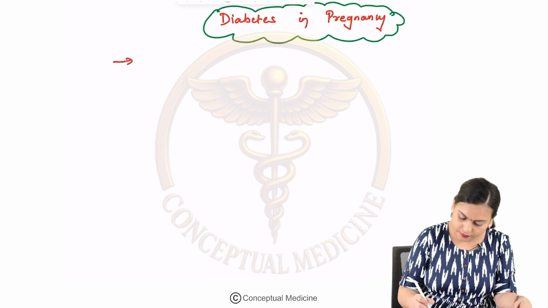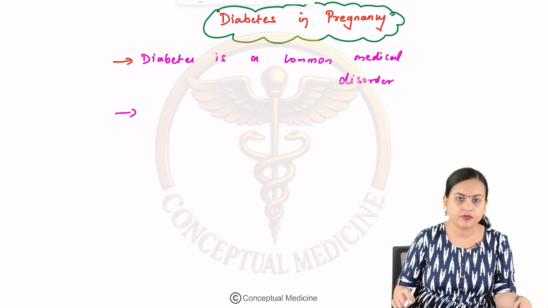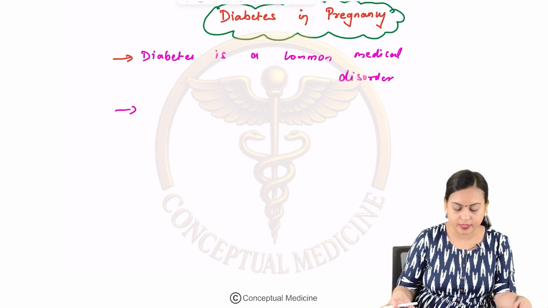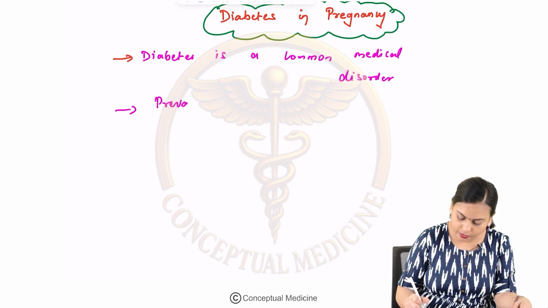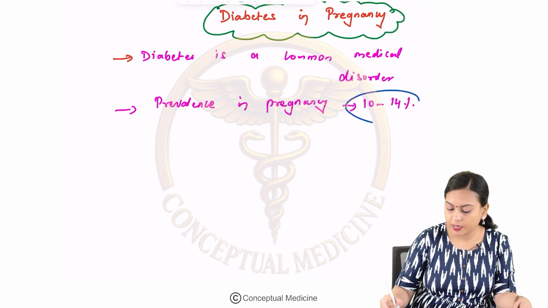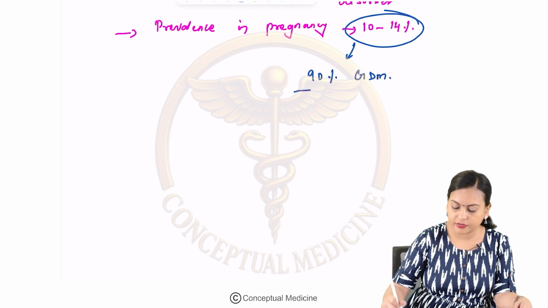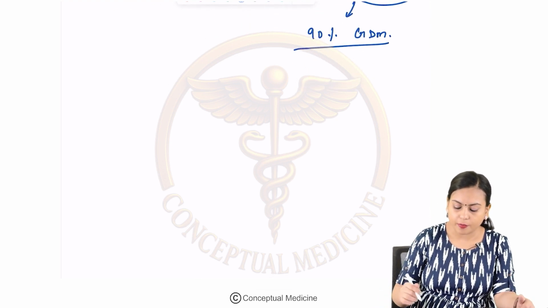Diabetes is a common medical disorder. And if you see the prevalence of diabetes in pregnancy, it is around 10 to 14%. Okay. So the prevalence in pregnancy is 10 to 14%. And among this 10 to 14%, 90% of them are going to be gestational diabetes mellitus.